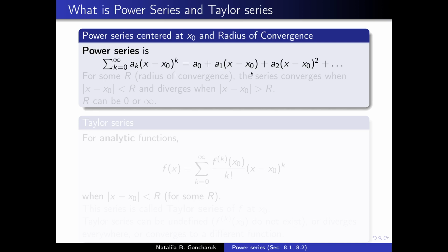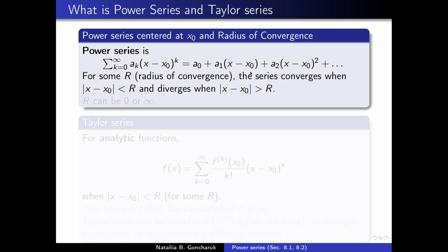Now, each power series has its own radius of convergence. This series converges when the absolute value of x minus x0 is smaller than r and diverges when it is larger than r. When the absolute value of x minus x0 is exactly r, the series might converge or might diverge. So that's what convergence and divergence of this series look like.